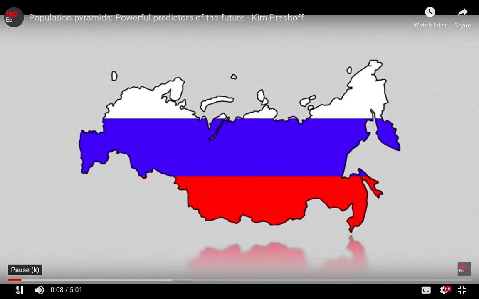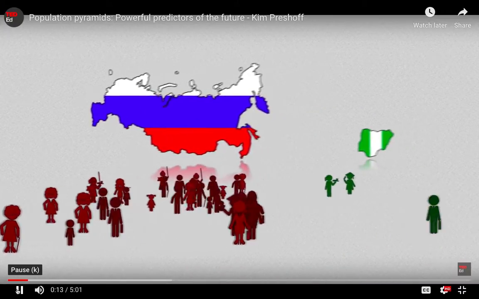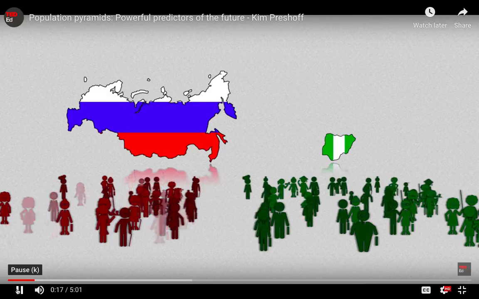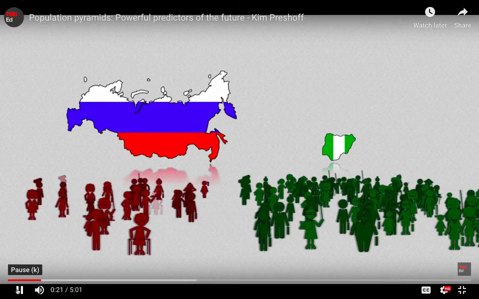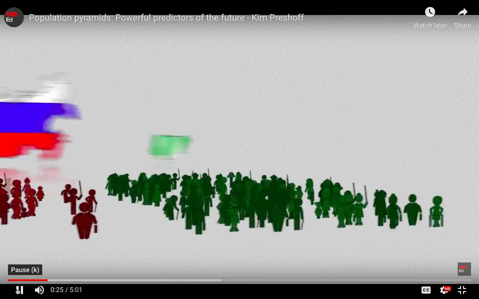Russia, with the largest territory in the world, has roughly the same total population as Nigeria, a country 1/16 its size. But this similarity won't last long. One of the populations is rapidly growing, while the other is slowly declining. What can this tell us about the two countries?